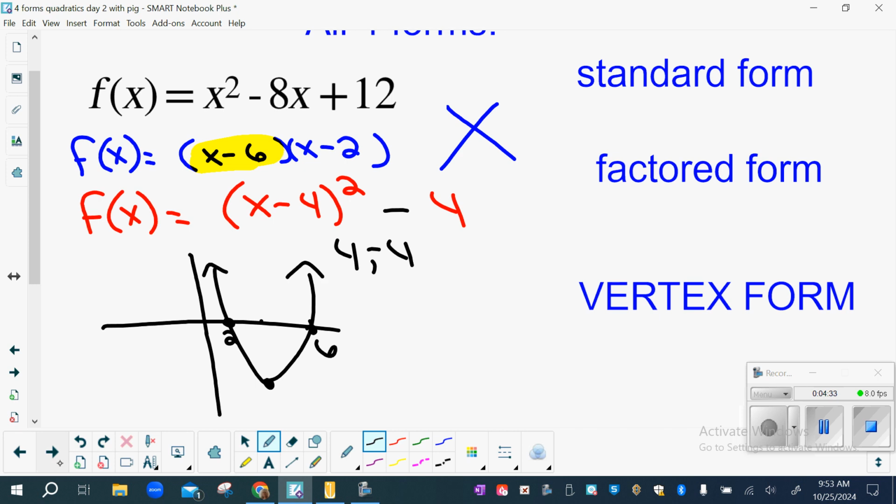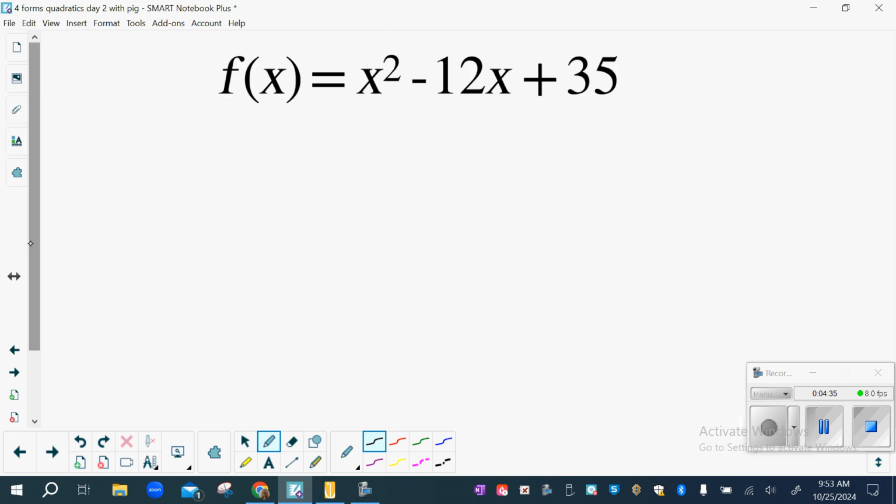So try this one with your neighbors all by yourselves. Whole thing. I want standard form. Done. I want vertex form. I want factor form. I want a nice little graph form.